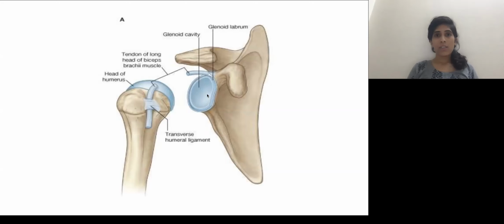As a result of this incongruence of the joint surfaces, we require other structures to provide stability, because the head is larger in size compared to the joint cavity, the glenoid cavity. So it will be quite an unstable type of joint. So we require the ligaments, capsules, and other structures to support this joint.